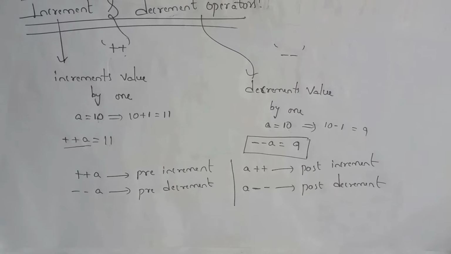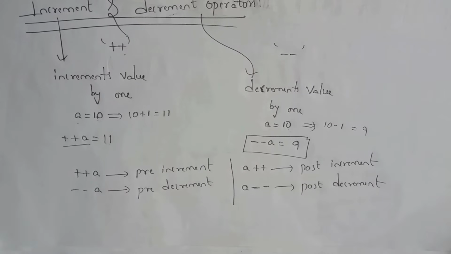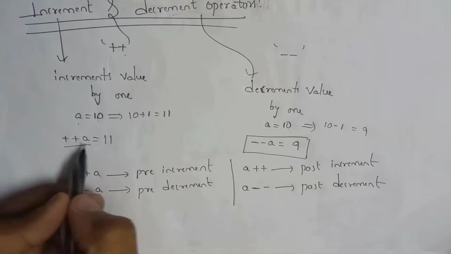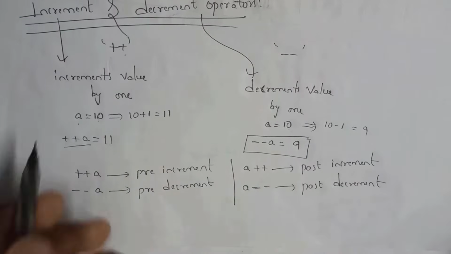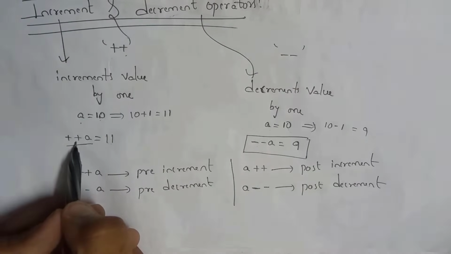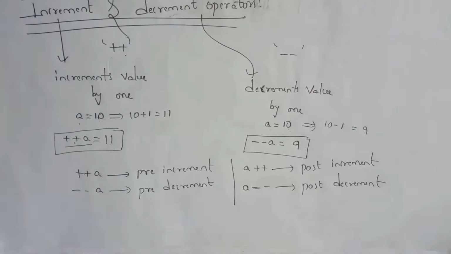The increment operator will increment a value by 1. For example, here I took a variable a and gave it the value 10. We denote the increment operator with the plus symbol, so here I am using the increment operator on variable a: ++a is equal to 11. I will get output as 11 because the increment operator increments the value by 1. So 10 plus 1 is 11.